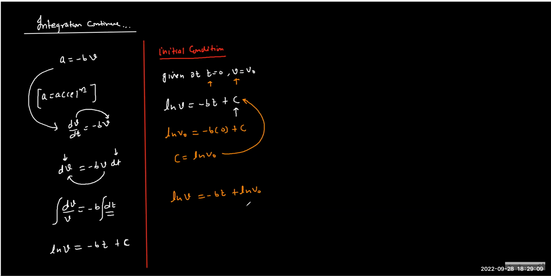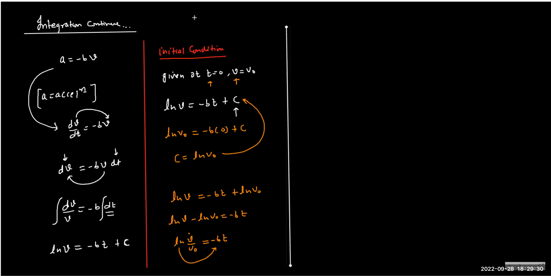Okay. And therefore you can write ln v minus ln v naught is minus bt, which is ln v by v naught is minus bt. But we are looking for the v value, so ln will go this side. When we take ln on the other side, what does it become? It becomes exponential, right? And therefore v becomes v naught e power minus bt.